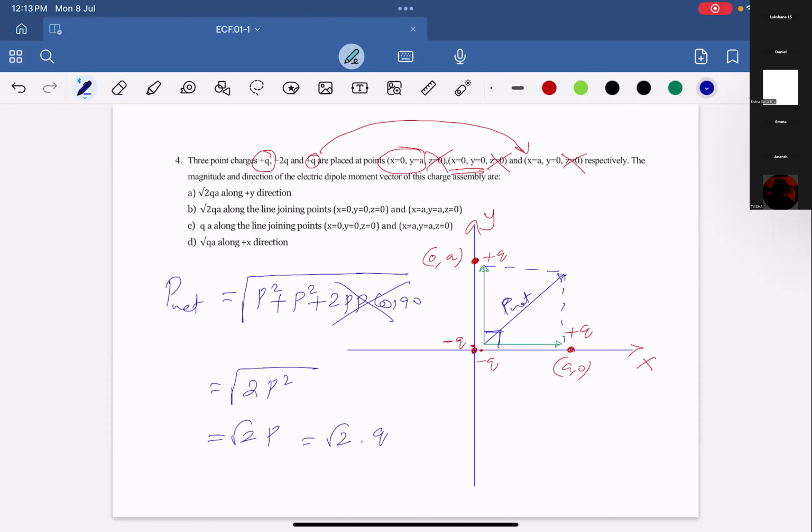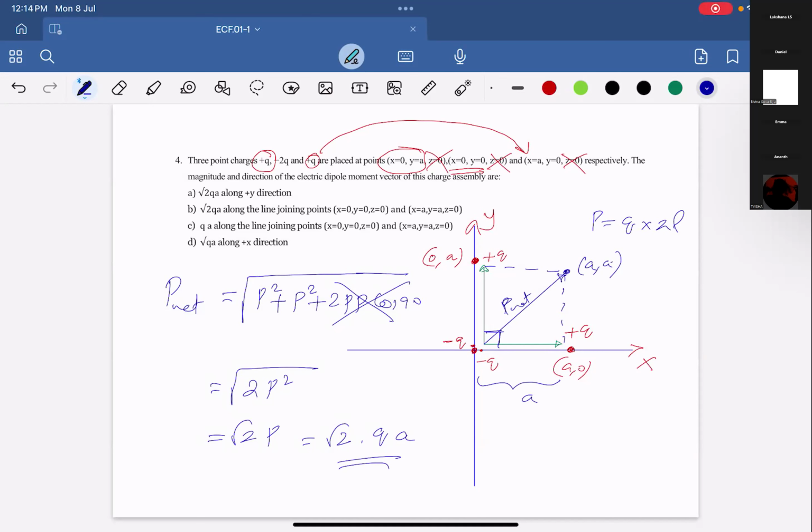Root 2 into, what is dipole moment? Dipole moment we learned before. One of the charges multiplied by distance between the charges. Here the distance between the charges is A. So root 2 Q into A. And where is it passing through? It is passing through this location. The coordinates of that location are A, comma A.